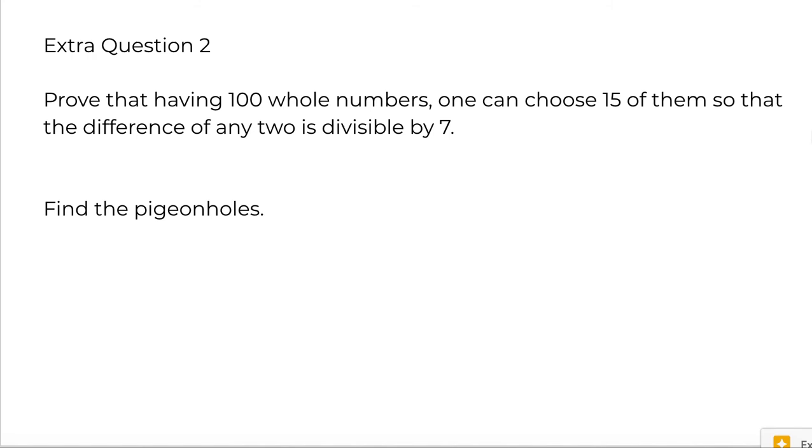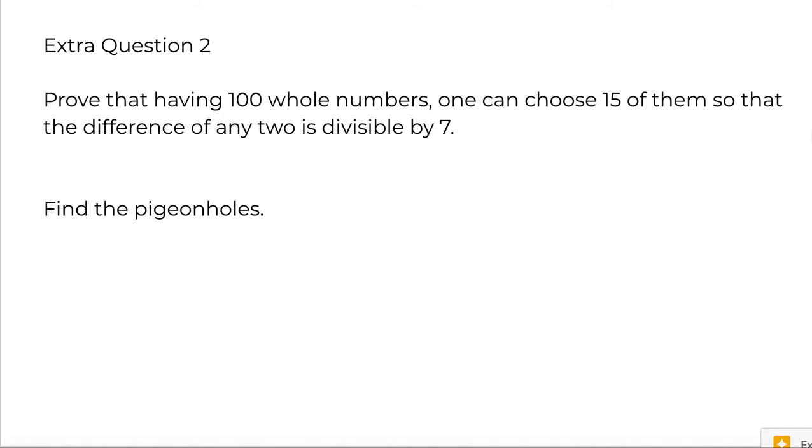The question is to prove that if you have 100 whole numbers, the minimum number of numbers required is less than 100. That's what you should be focusing on. Okay, let's look at the solution.